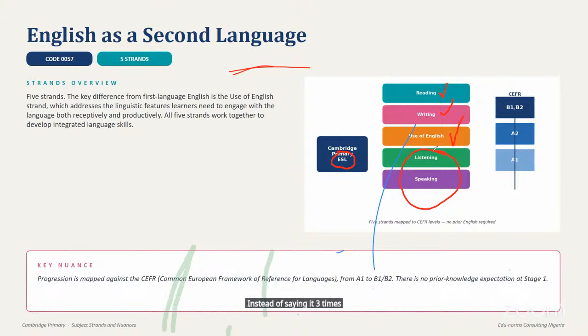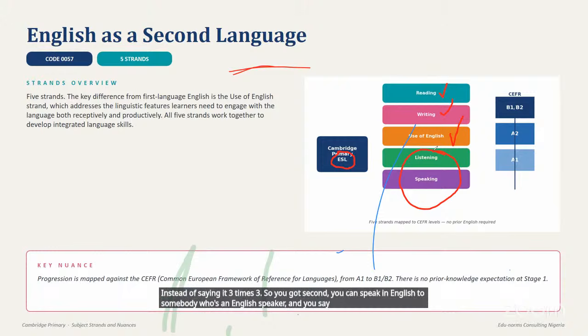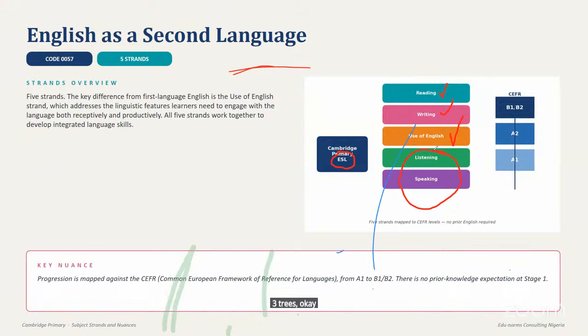So if you're speaking English to an English speaker and you say, "Ha, when I was coming here, imagine, I saw three trees along the road. Three trees, okay? Ha, please, I'm coming back from the training. Thank you very much." So three trees. How can it be? Instead of three trees, say three trees. Ha, wahala. You get what I'm saying now?